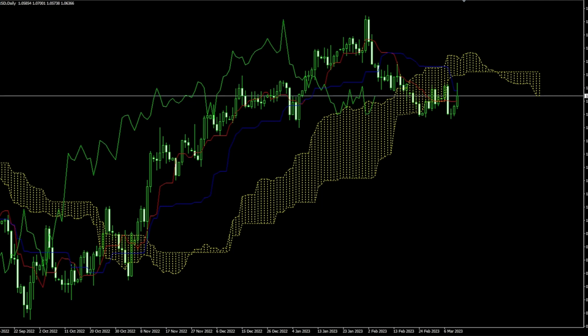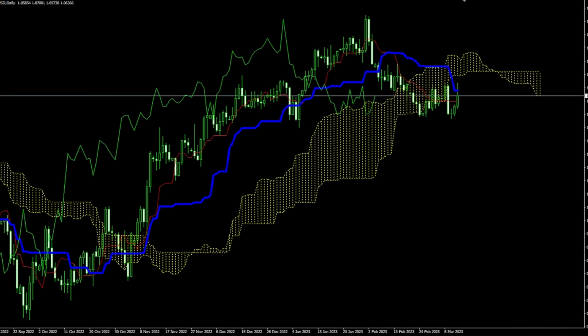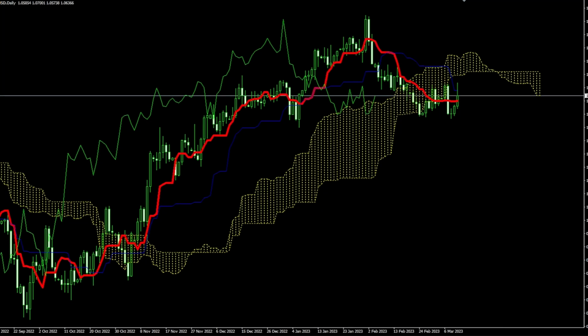Kijun-sen acts as an indicator of future price movements, and here is one of the unique elements of this indicator. If the price is higher than the blue line, it could continue to climb higher. If the price is below the blue line, it could keep dropping. Tenkan-sen. The Tenkan-sen is an indicator of the market trend. If the trend line is moving up or down, it indicates that the market is trending. If it moves horizontally, it signals that the market is ranging.